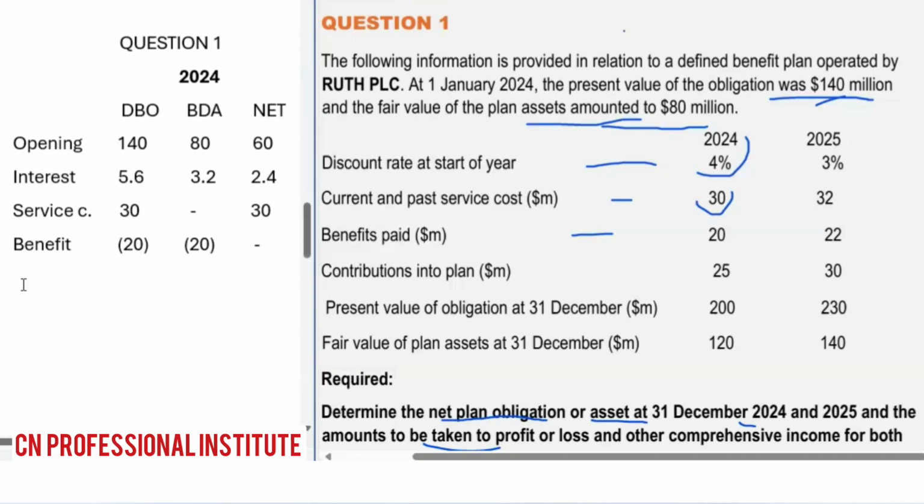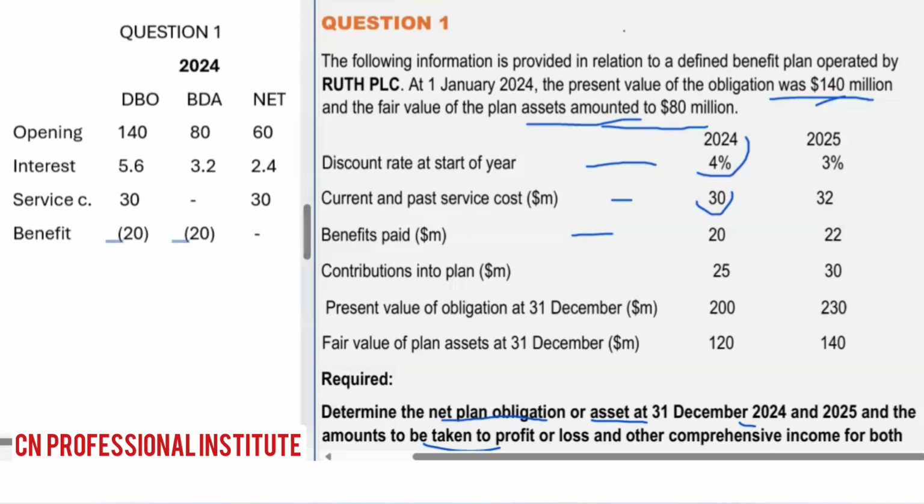Then we go to contribution into the fund. So contribution into the fund 25. And we said that doesn't affect the obligation, but it affects only the asset. So when you come here, it will be minus 25. And the reason is that we said we are doing the obligation minus what? The asset. And you get a net.